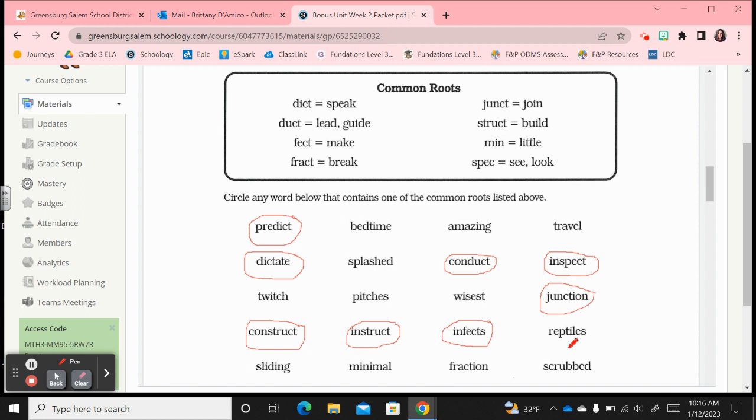Reptiles, no, I don't see a common root there. Sliding, min, I was going to say minimal. If you do the minimal amount of work, that means you do little work. Fraction, sure, 1/2 is a fraction. That means you break the whole apart. Fract. Scrubbed, I don't see a root. Okay, good job with that.